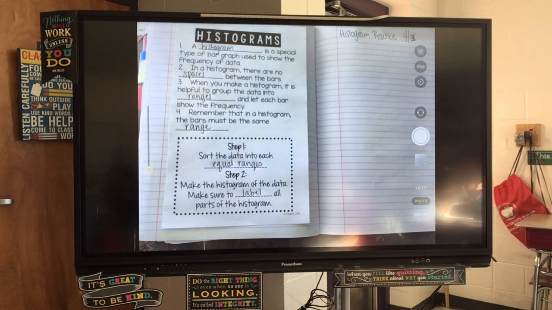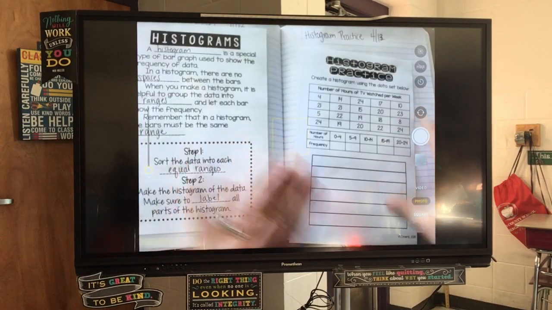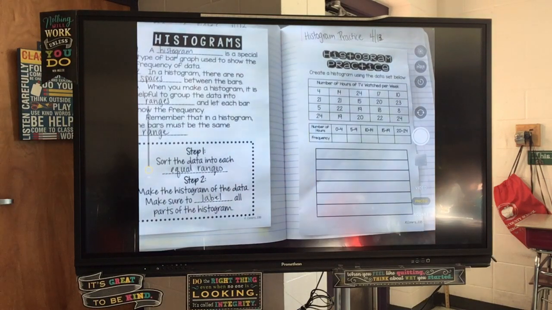All right, questions? Hopefully it doesn't seem like too crazy. All right, so go ahead and get this paper out. So we are going to create a histogram on our practice.